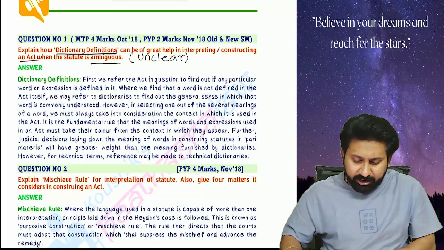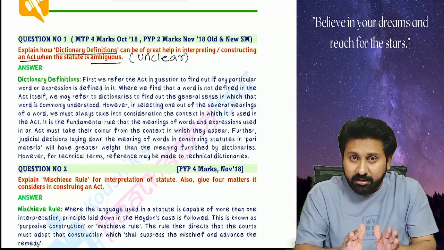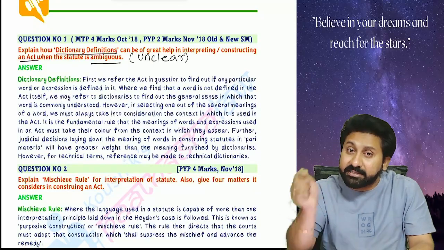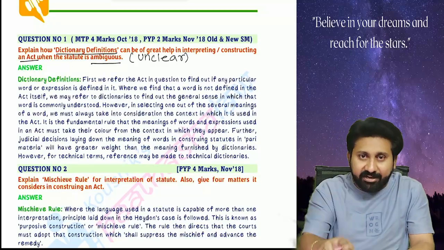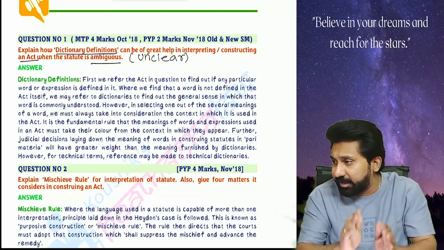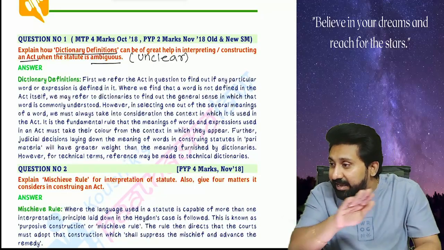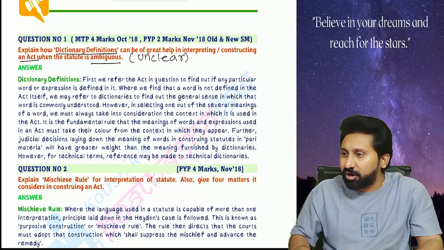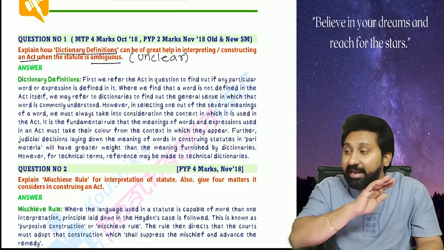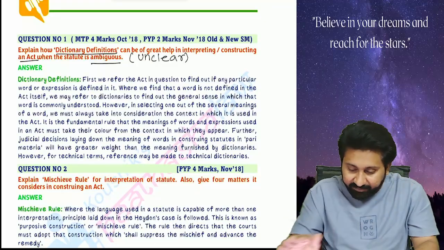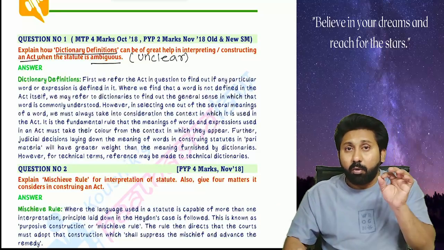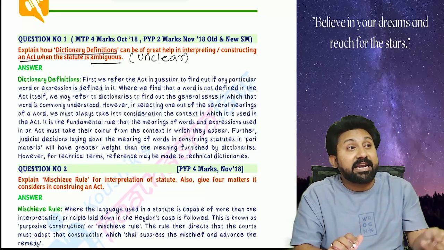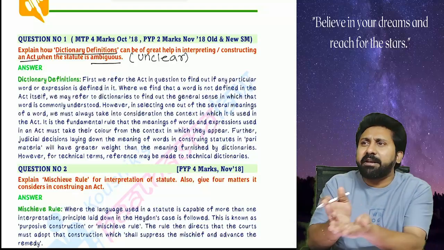Listen carefully. First, point number 1: dictionary definitions. Whenever you want to know the meaning of a particular term inside the act, first read the act itself, go to section 2 and refer to the definitions. If that word is not defined anywhere in the definitions, read the explanation to the section, if there is any. Sir, if the explanation is also not there, and it's not defined anywhere in the act, then one can refer to the dictionaries. In the dictionary, you will find how that word is generally used, what people commonly understand by it.